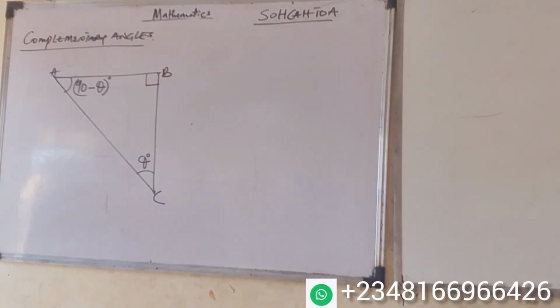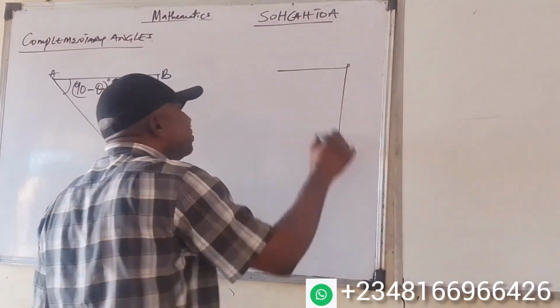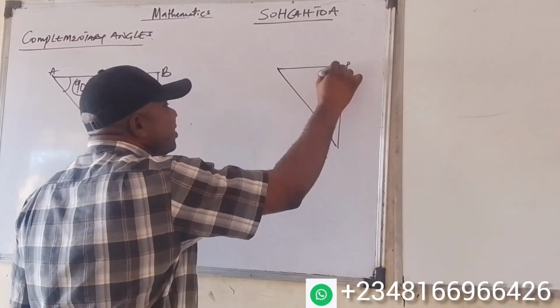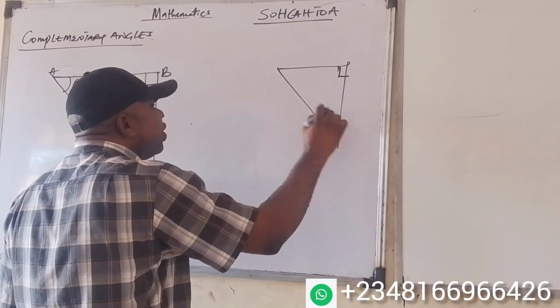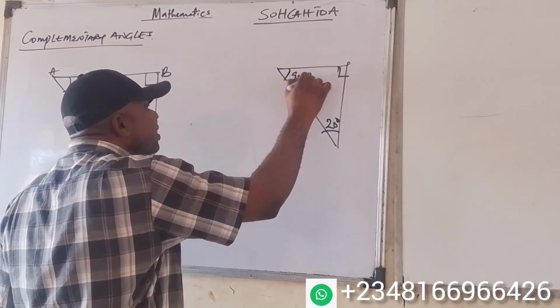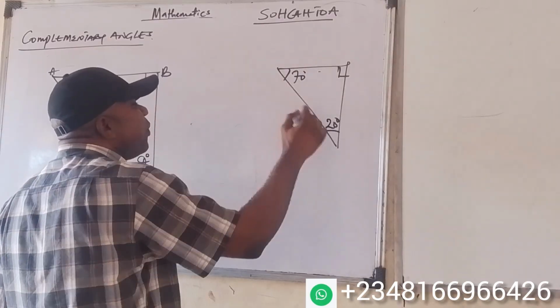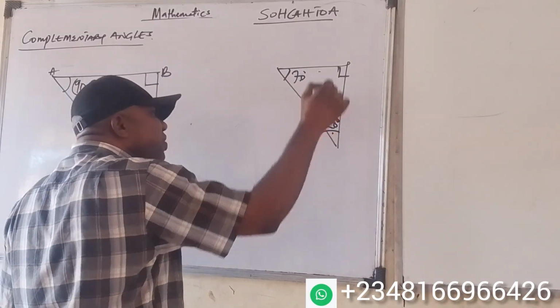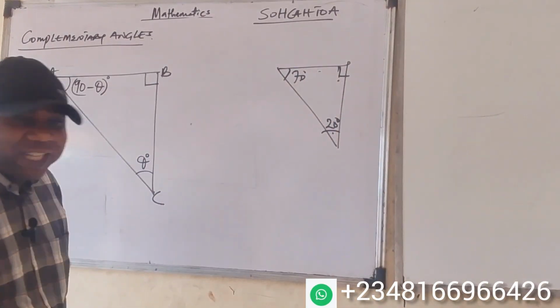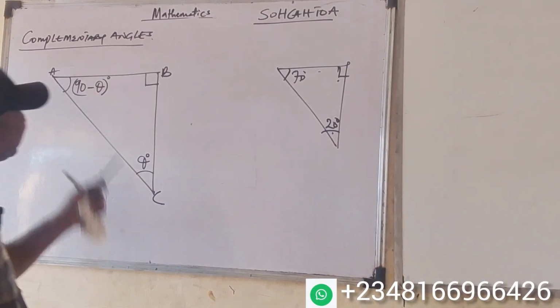Now this is what we're saying. If you have a right angle triangle like this, we know that this is 90. If this is 20 degrees, this angle will be 90 minus 20 degrees, and 90 minus 20 is 70. So this will be 70. Now, when you add 70 plus 20 plus 90, it will give you 180 degrees. So that's what we're saying here.